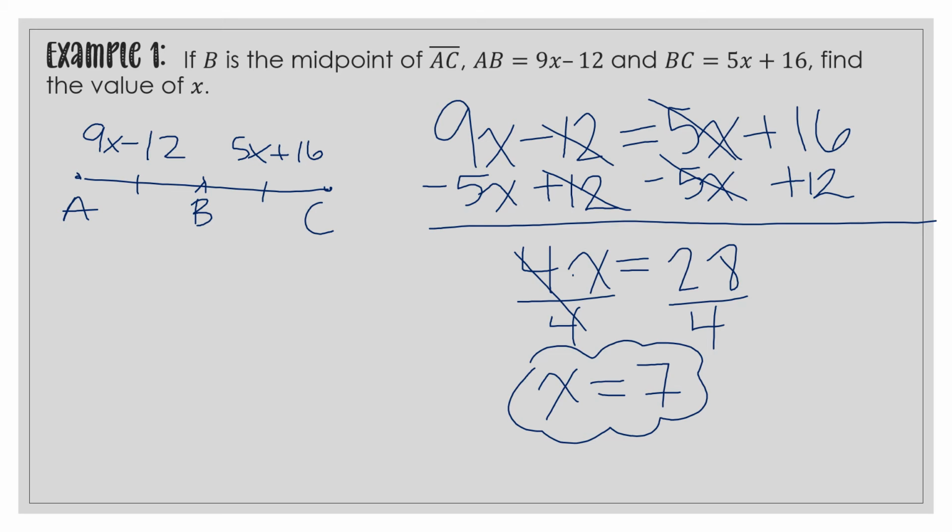So if I do 9 times 7, that's 63, and 63 minus 12 is going to be 51. And so hopefully if I plug 7 in for BC, I also get 51. So 5 times 7 is 35, and 35 plus 16 is 51. So you can plug it in just to check that you get the same length for each segment, because if you don't, that would definitely be an indication that you've made a mistake somewhere in your solving. And that would mean that the entire length of AC would be 102, because 51 plus 51 is 102. Again, you weren't asked to find that. It's just kind of a self-check.